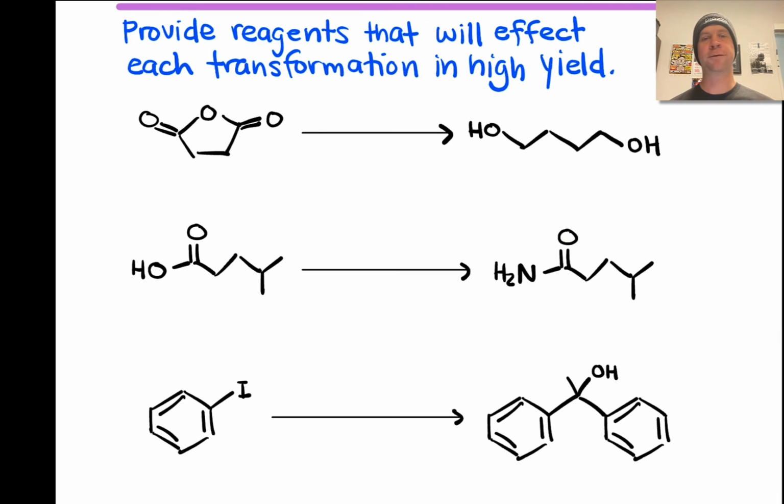In this problem, we're looking for reagents that will accomplish each of these syntheses in high yield and, if necessary, high selectivity. In the first example, we've got a cyclic anhydride. Notice two carbonyl groups connected to a central oxygen. That is an anhydride. And the ring is opening to form a diol. So the number of carbons is the same. We've got 1, 2, 3, 4 carbons here, 1, 2, 3, 4 carbons in the product.